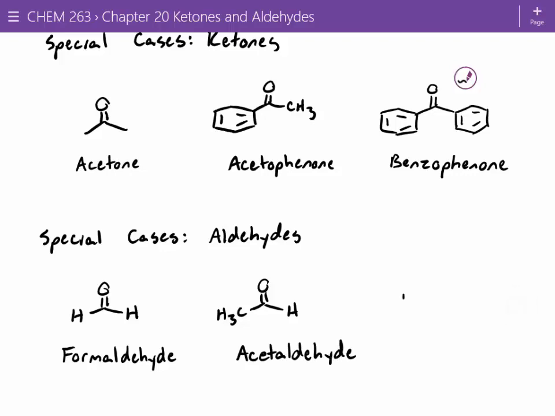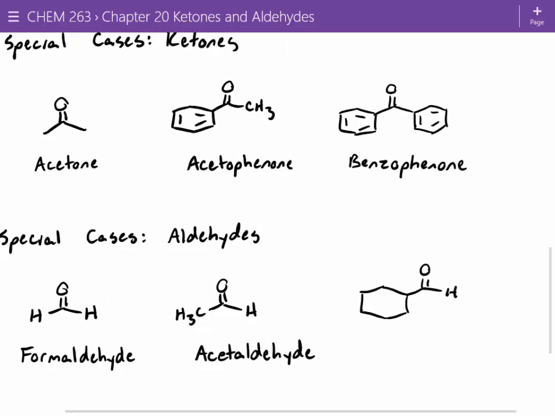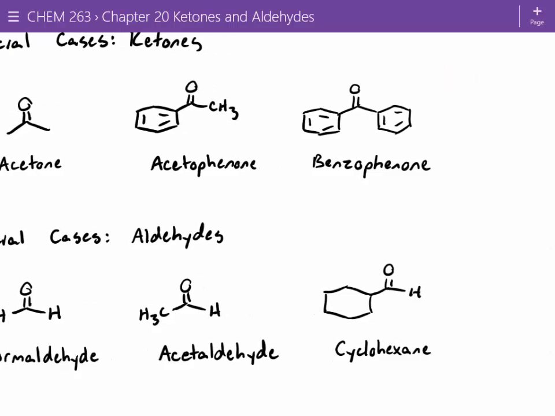And the very last one is a cyclohexane ring. And this is called cyclohexane carbaldehyde.